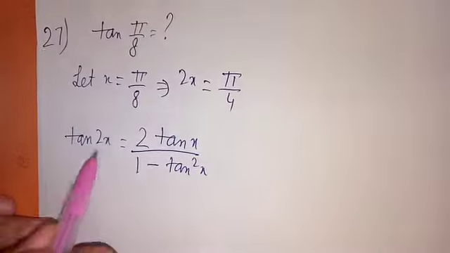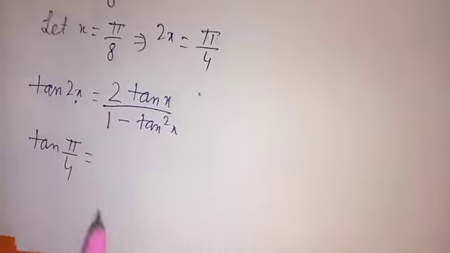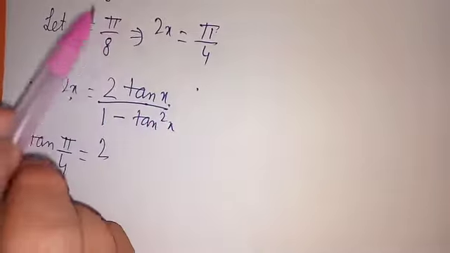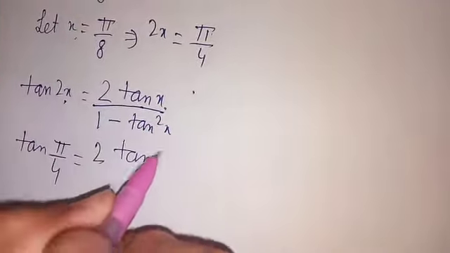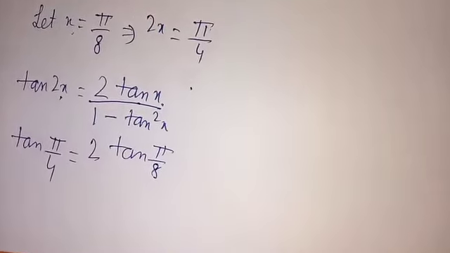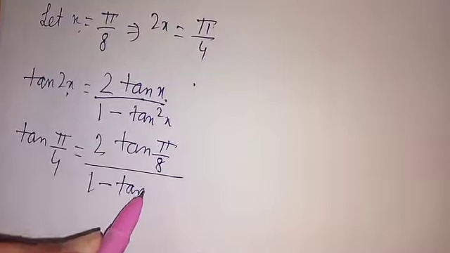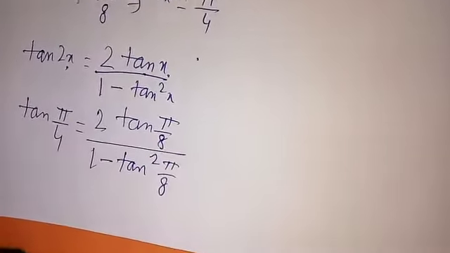Okay, now what is 2x? 2x is pi by 4. So tangent pi by 4 is equal to 2 into tangent x, which is tangent pi by 8, divided by 1 minus tangent square pi by 8.